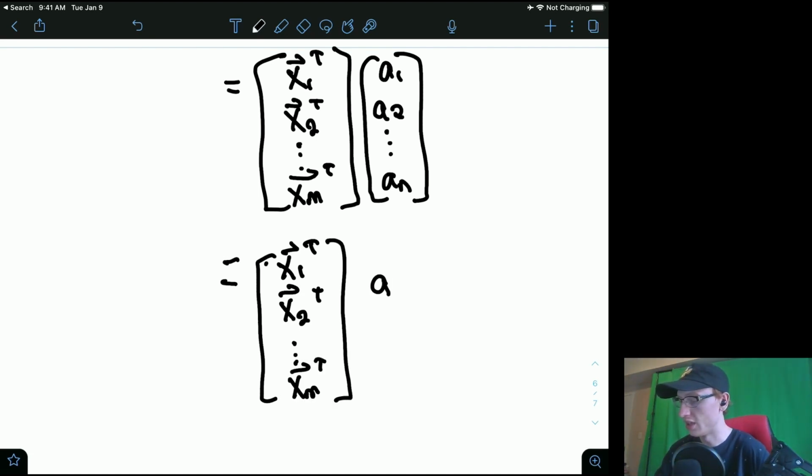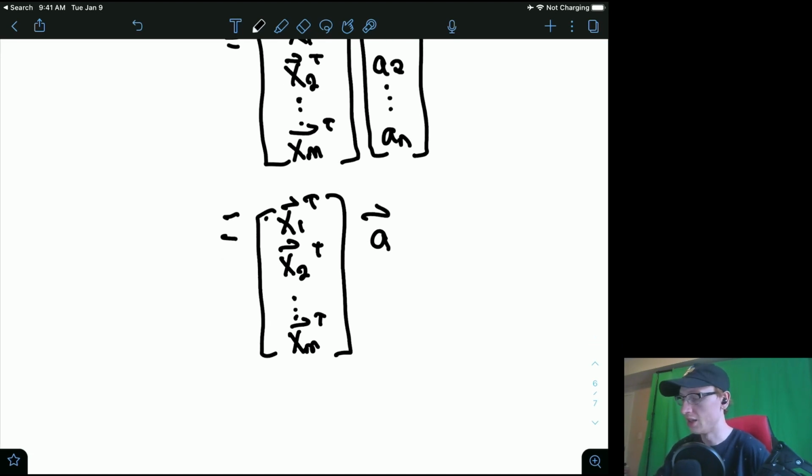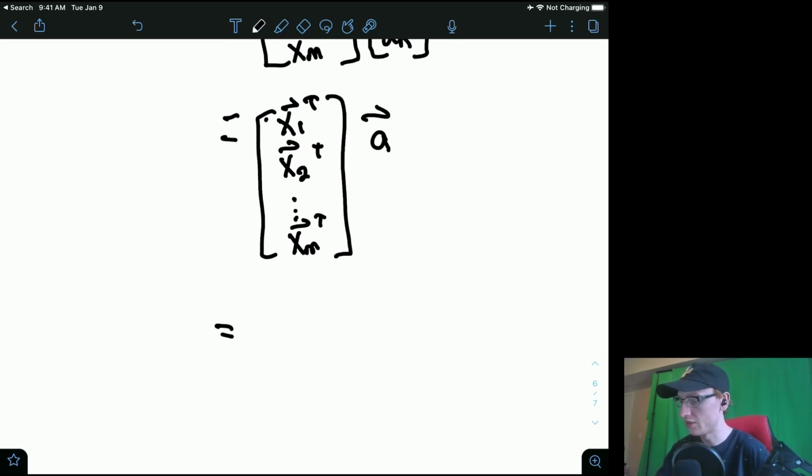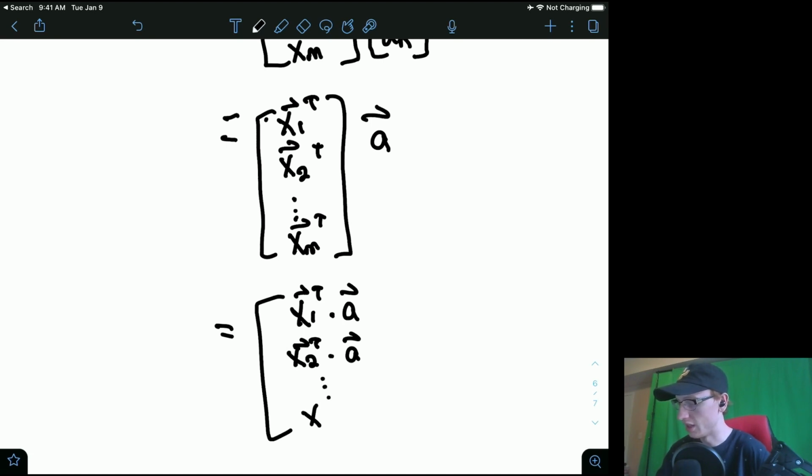And then I'm just going to put a back here, like it was at the beginning, because what this is all actually equal to is simply x1 transpose dot a, and then x2 transpose dot a, and then all the way until xm transpose dot a.